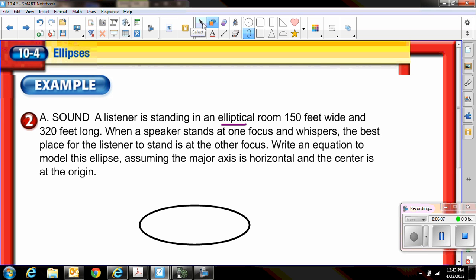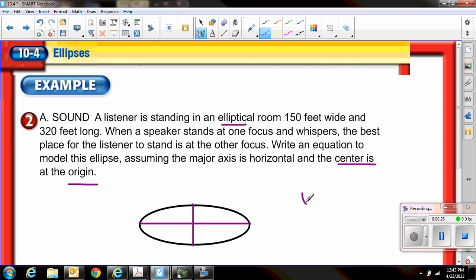If my major axis is horizontal, that means this distance from here to here is your major axis. This distance from here to here is the minor axis. Now, they said that the center is at the origin, and since my major axis is horizontal, this will be an x squared over a squared plus y squared over b squared equals 1 formula.